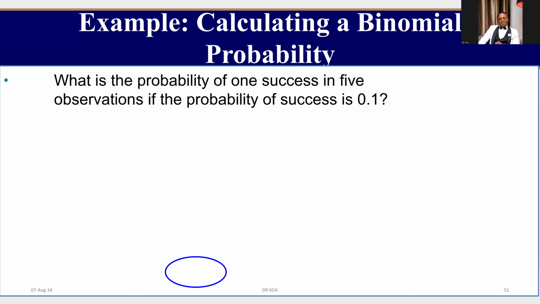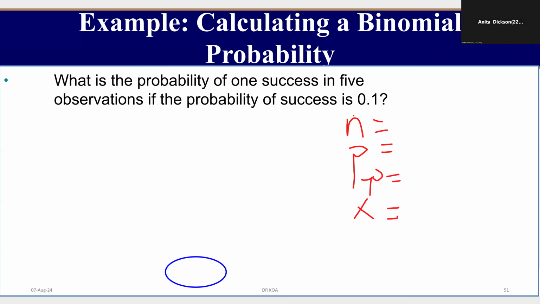Now that you've identified that it is binomial, then you expect those items. First, we need to find our n, we need to find our p, 1 minus p, and then we need to find our x. So in this case, what is our n? Our sample size. It's obvious. What is our sample size? 5. N is 5.